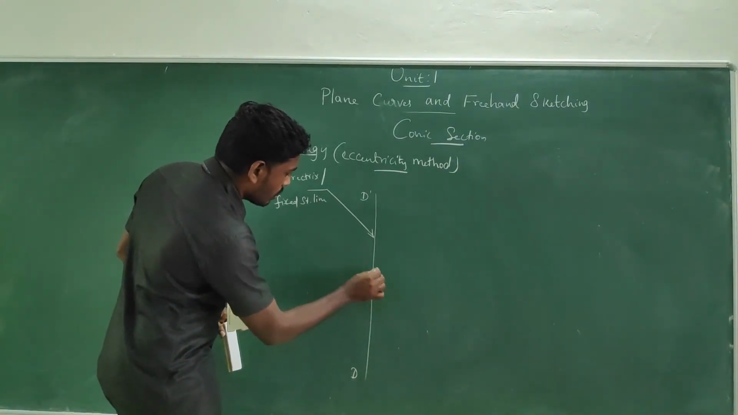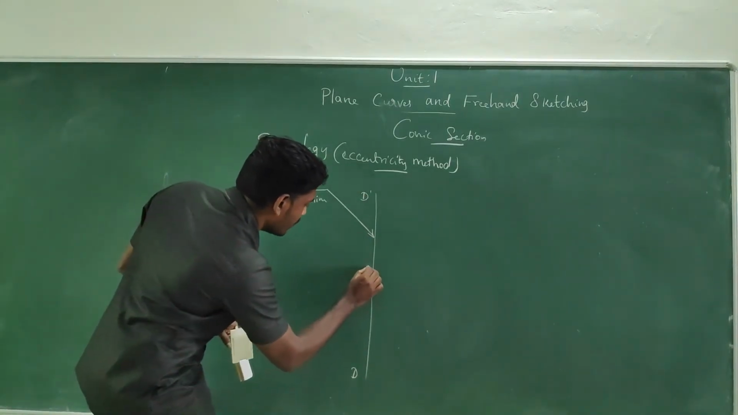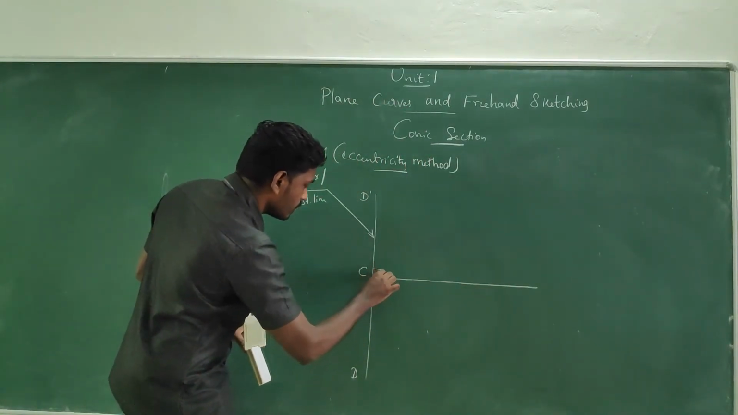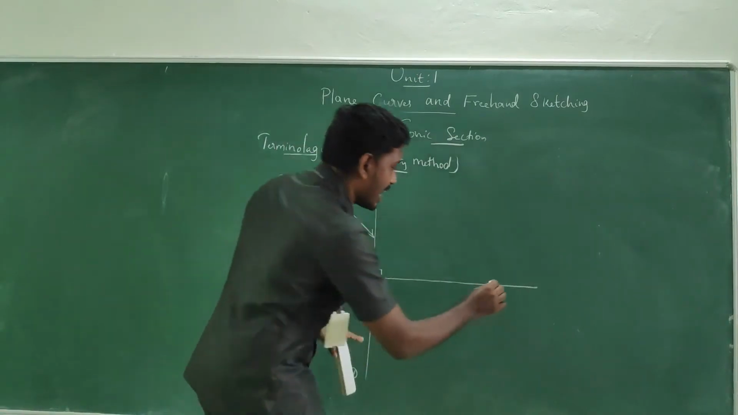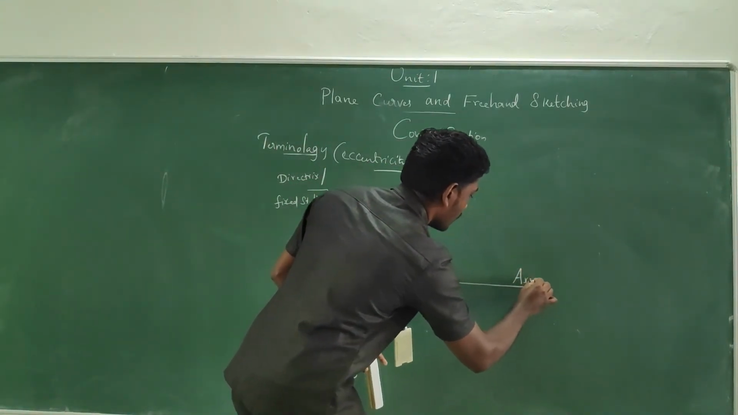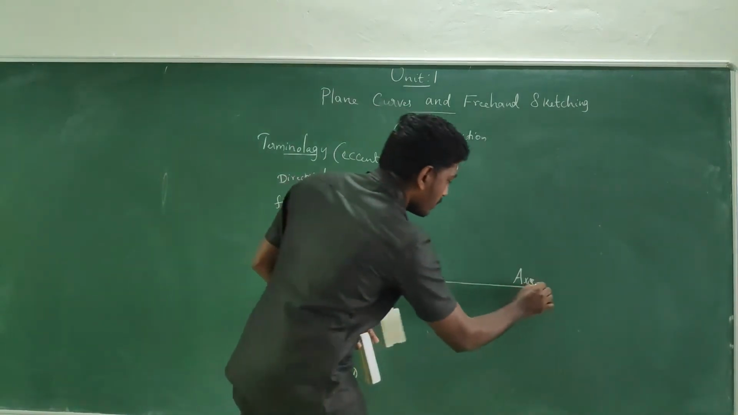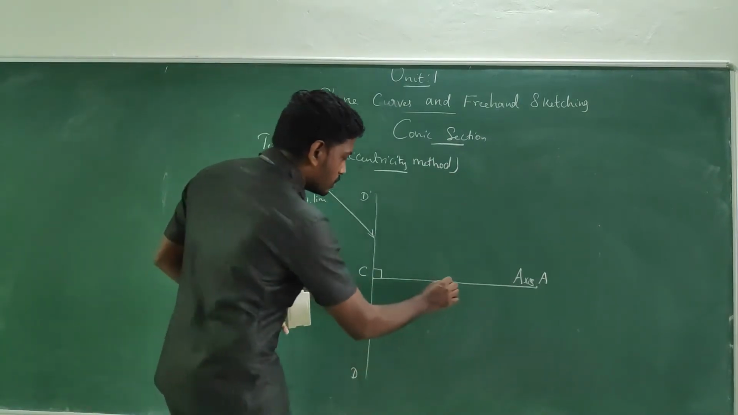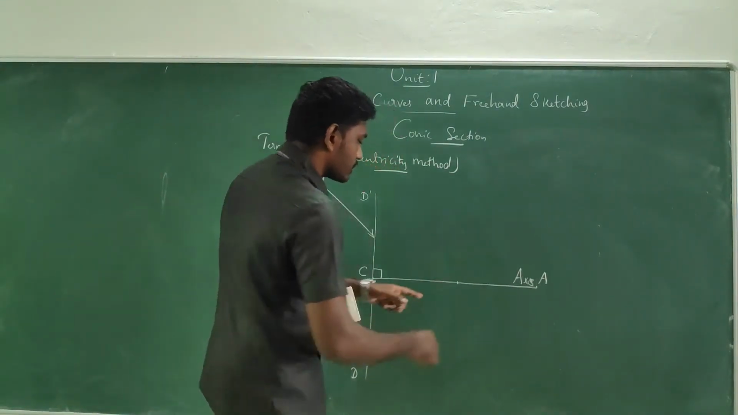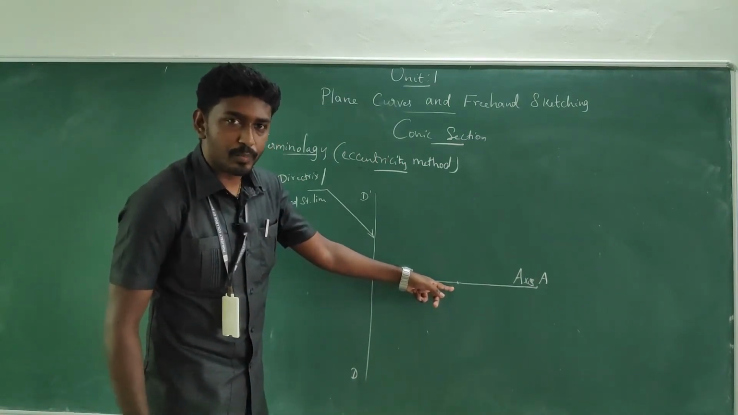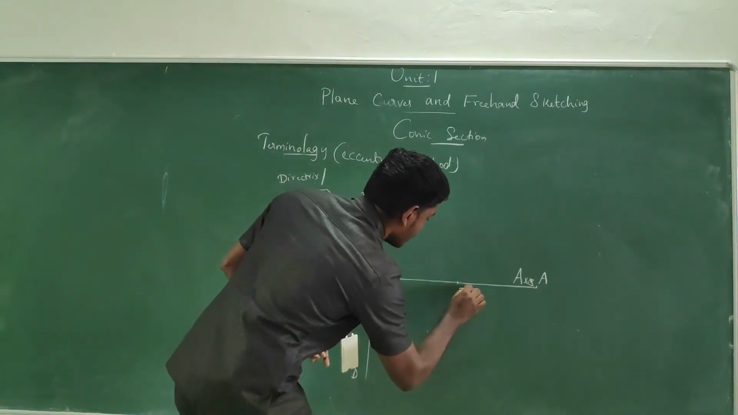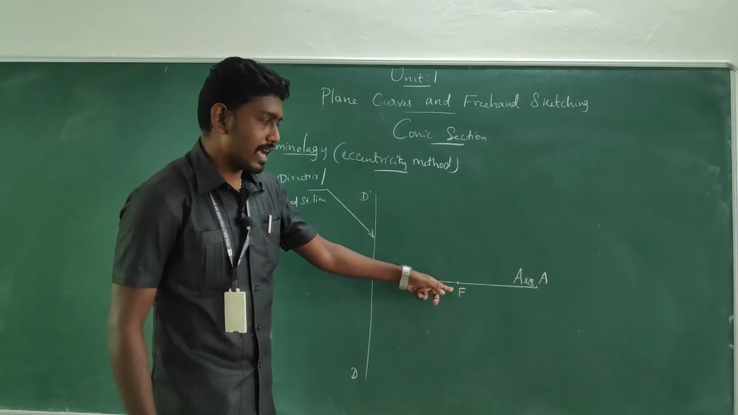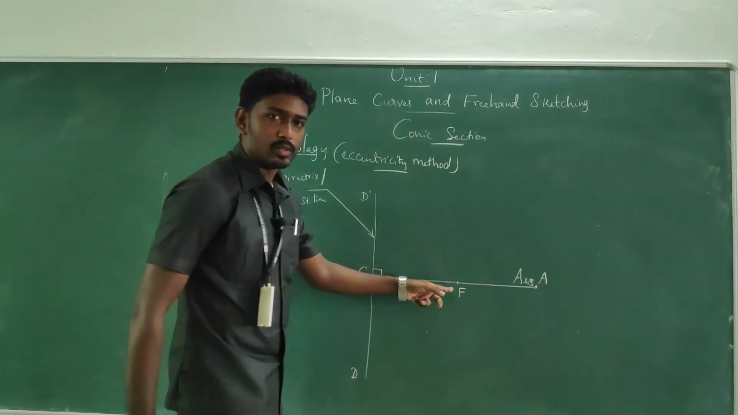Then at the mid of this directrix there will be a point called C, and there will be a perpendicular line. That line is nothing but the axis. We denote it as capital A. And to draw the curve there will be a fixed point called focus F. Fixed point is nothing but a focus. It is at the axis, like this.